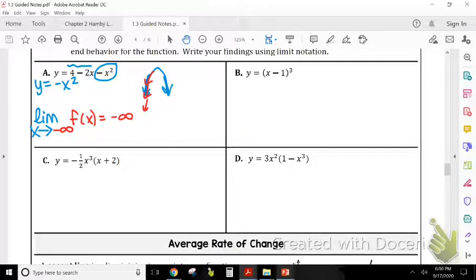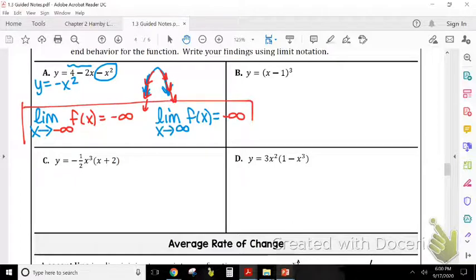And then we have to do the other side. The limit as x goes to the right, towards positive infinity. We want to know what's happening to those y values. As we go to the right here, notice my graph again is going down, and so my y values are going to keep going down to negative infinity. And so this is my limit notation.